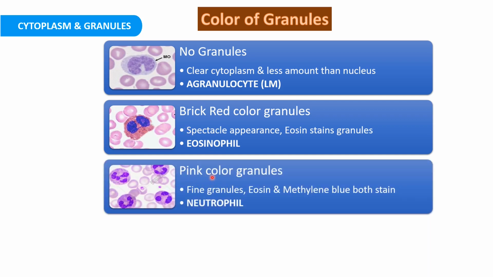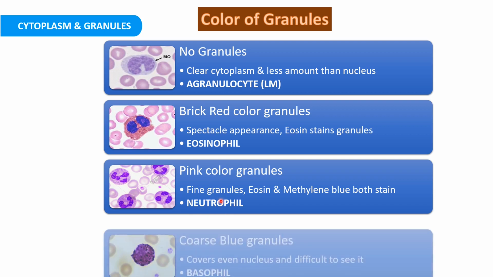If pink color granules are present, as you can see in this diagram, fine small granules, because they are stained by eosin and methylene blue both, that is why they are pink in color. So pink color fine granules present means it is a neutrophil.